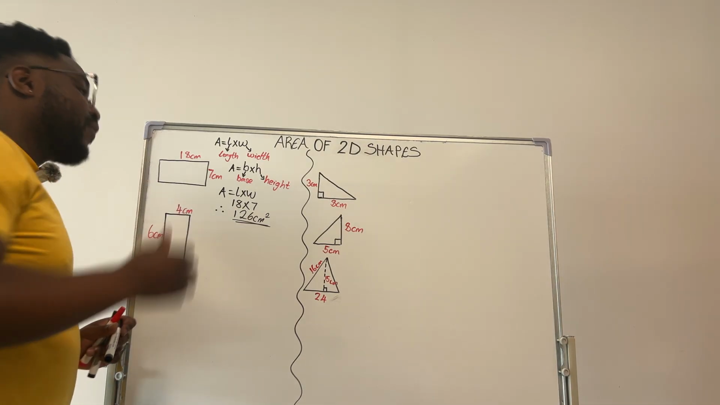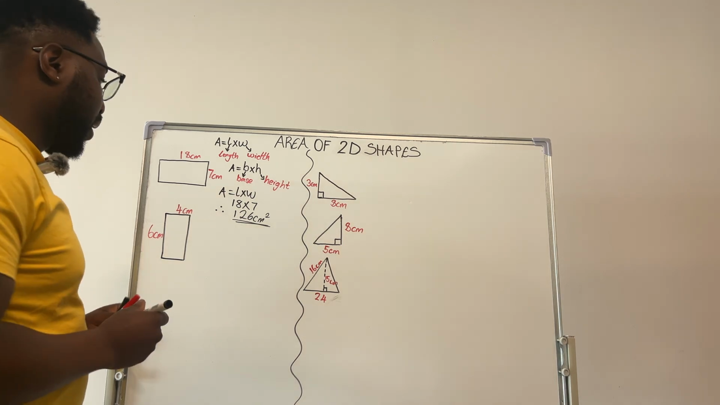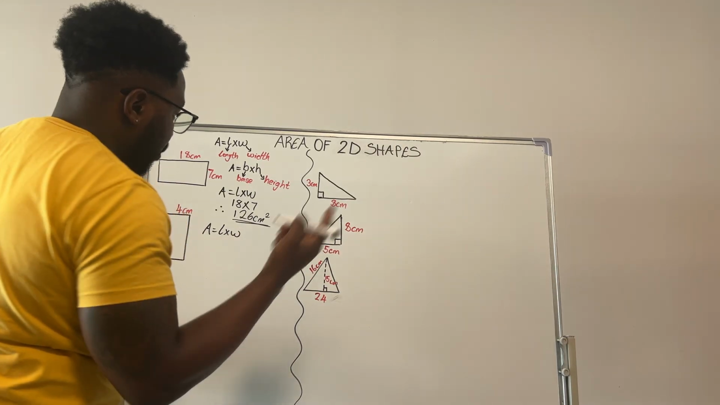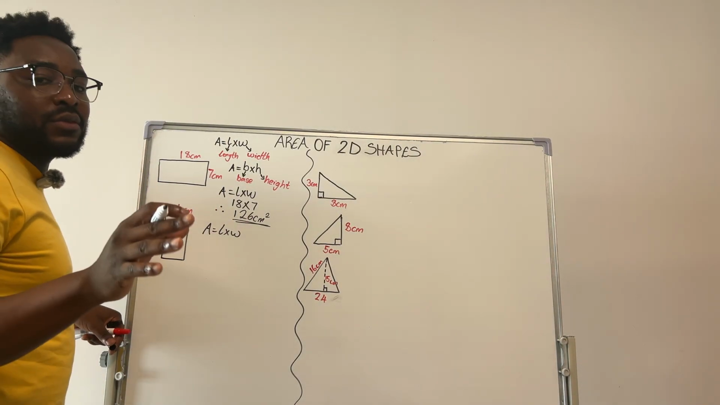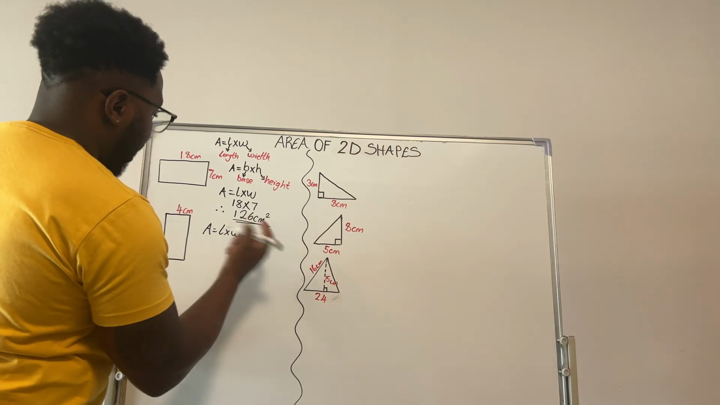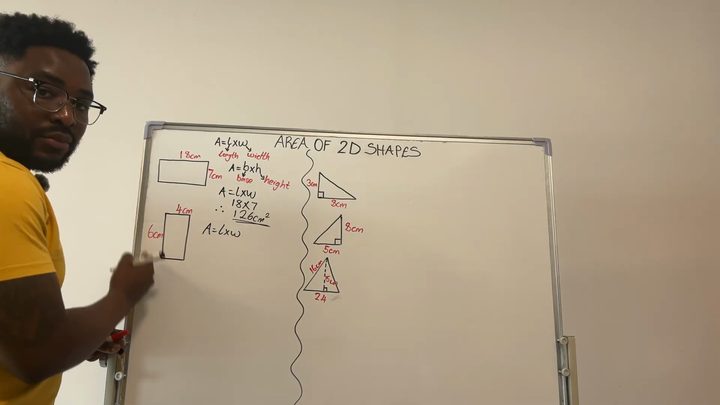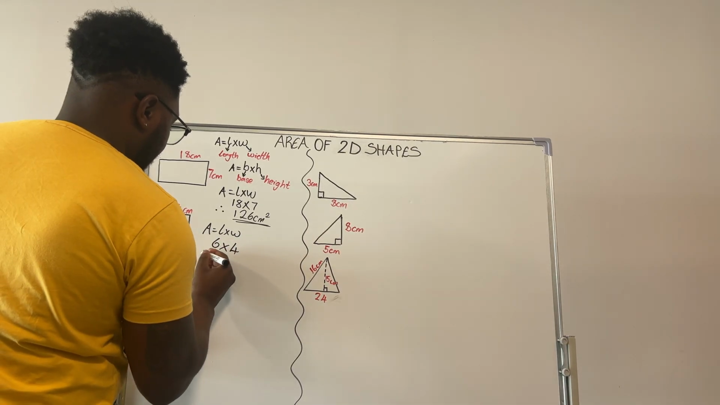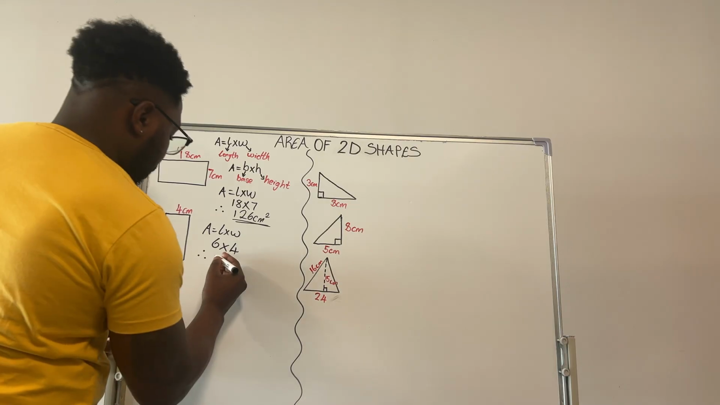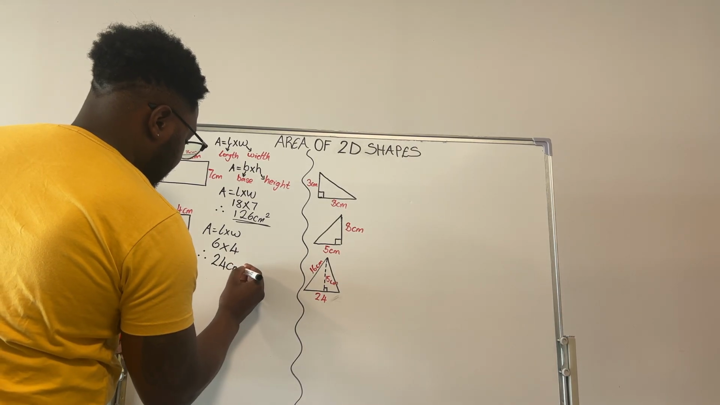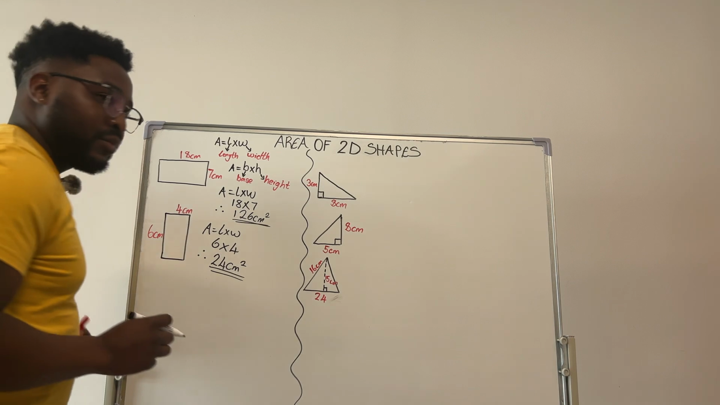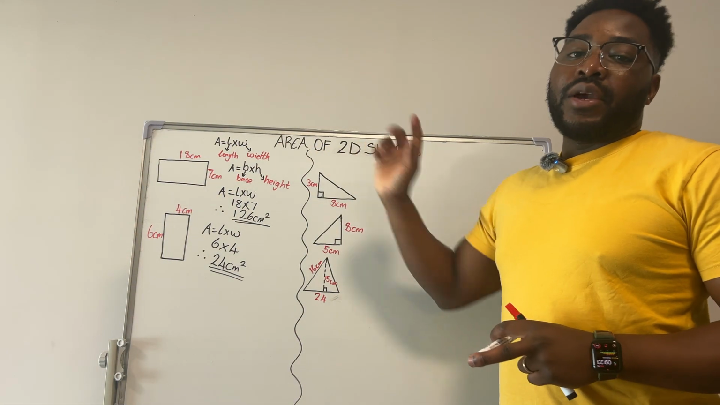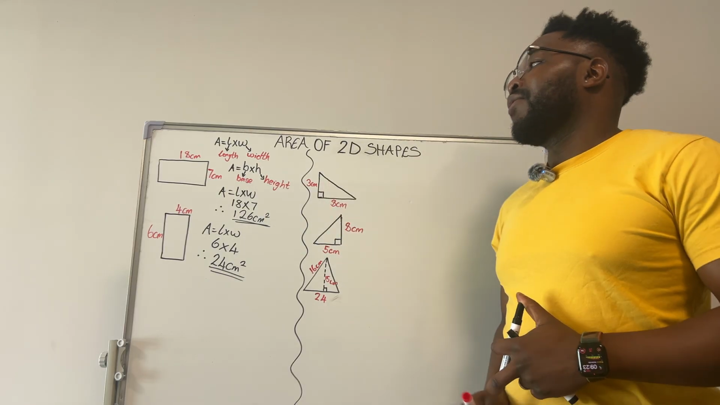Let us try to find the area of our second rectangle over here. Okay, so we already know the formula is area equal to length multiplied by width or base multiplied by height. That's totally fine. So our area will be what? What's our length in our case? Our length is 6, right? And our width is 4. So therefore, our area is 6 multiplied by 4, that gives us 24 centimeter squared. Okay.